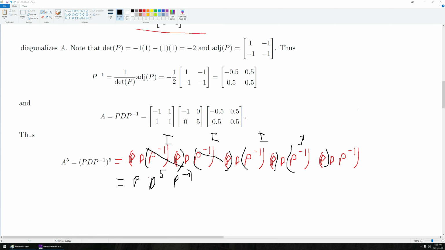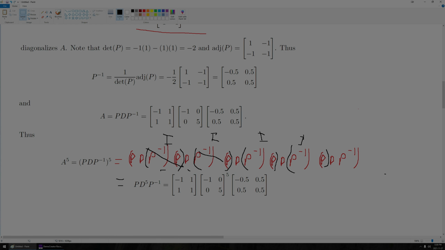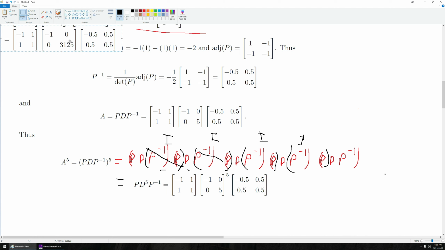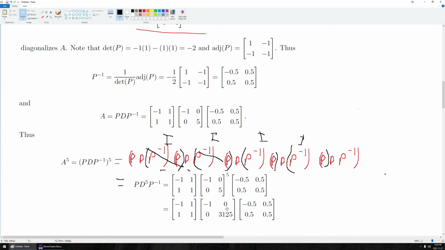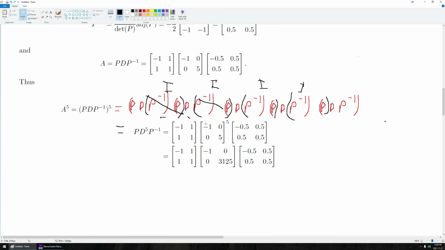Okay, so chasing that out, now all I have to do if I want to compute A to the 5th is to compute D to the 5th, multiply it by P on the left-hand side, and multiply it by P inverse on the right-hand side. Well, this thing is a diagonal matrix. So if I want to take a diagonal matrix to the 5th power, all I have to do is take the elements on the diagonal and raise them to the 5th power. So doing this gives me this quantity here. Okay, so negative 1 to the 5th is negative 1, 5 to the 5th is this quantity. Okay, now I just have to multiply by P and P inverse.